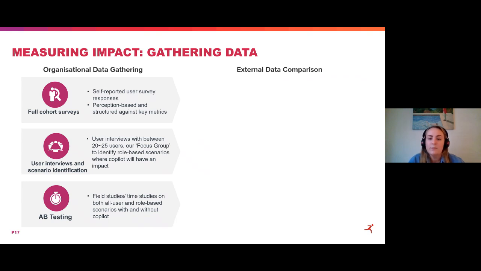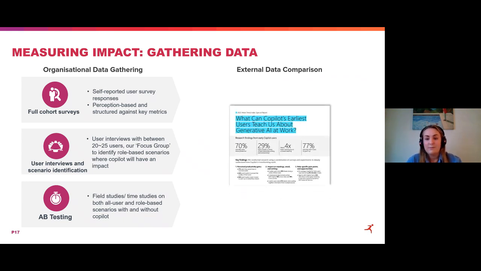So once we've got those scenarios in place, one key thing that we can't do out of surveys is really measurably say how people work with and without Copilot. What is the time saving that will happen? So actually what we want to do with the user scenarios identified is test it with and without Copilot. We've got a whole process for this, which I'll go into a little bit in a minute. And we can obviously advise on this moving forward if you're interested.